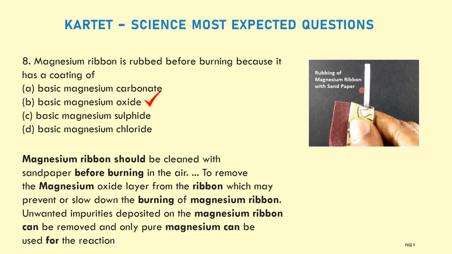If you do not remove those impurities or the magnesium oxide, it may interfere with the reaction, it may slow down the reaction, or it may even prevent the reaction. The reaction will not complete without rubbing or cleaning. Therefore, using sandpaper, we have to clean the ribbon before doing any experiment. If you are burning it or doing some other experiment, first we have to clean it. Therefore, magnesium ribbon is rubbed before burning because it has a coating of magnesium oxide.